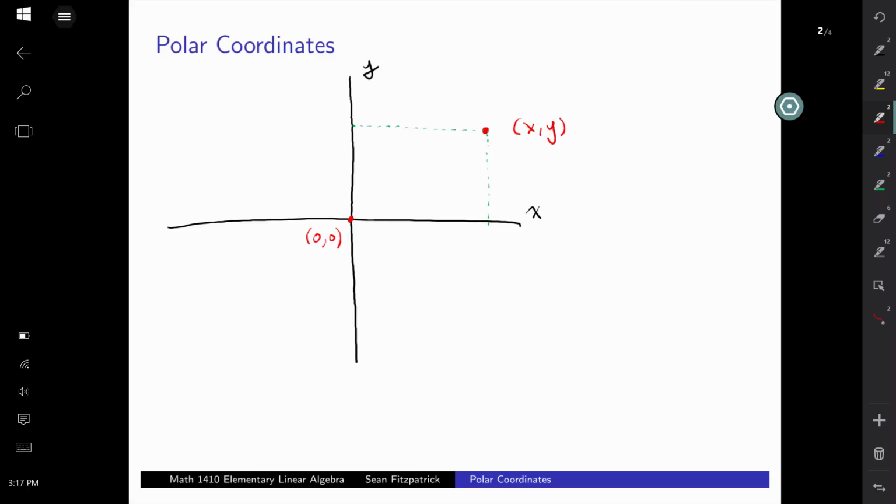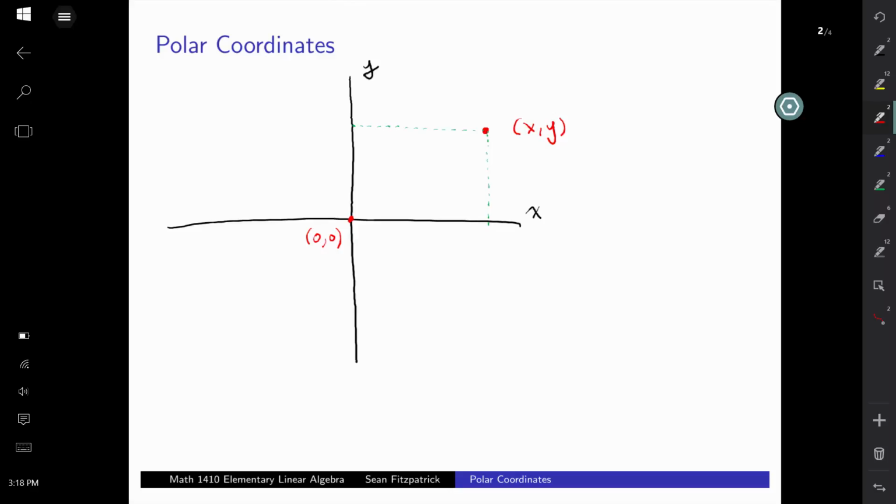And of course, this coordinate system goes all the way back to René Descartes. Legend has it that he discovered this coordinate system while lying sick in bed and watching a fly crawl around on the ceiling and realizing that he could specify the location of the fly by knowing how far away it was from each of the walls. The Cartesian coordinate system, the rectangular coordinate system, works great for a lot of things, but it's not always the best tool for the job.